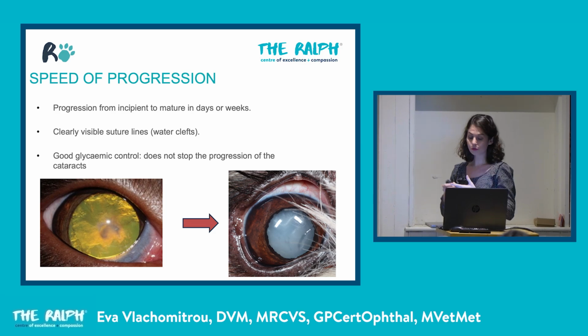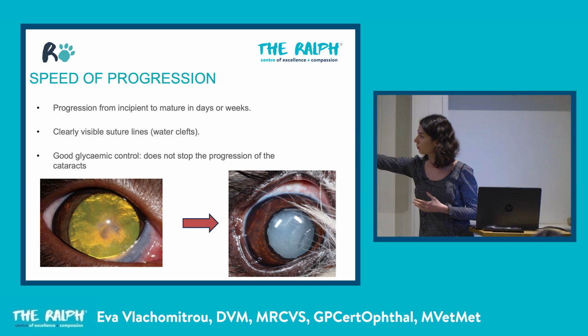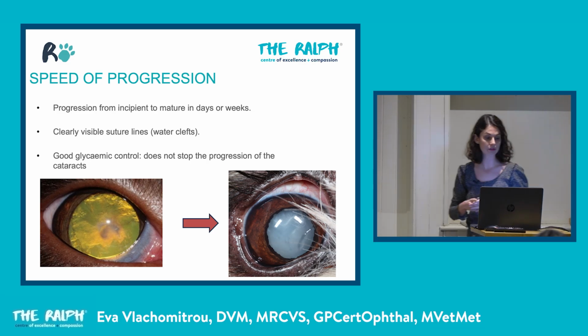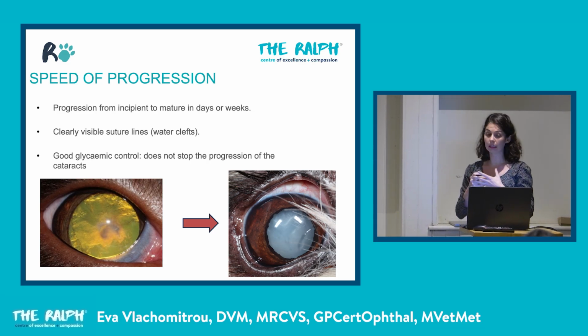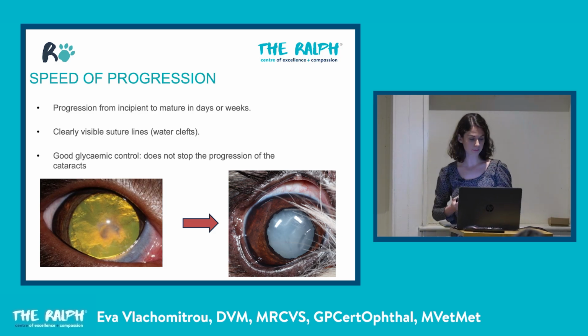The progression from an incipient to an immature to a mature cataract, this is an immature cataract on the right, and this is a mature cataract on the left, is actually quite quick with diabetic cataracts. It can happen within days or weeks.